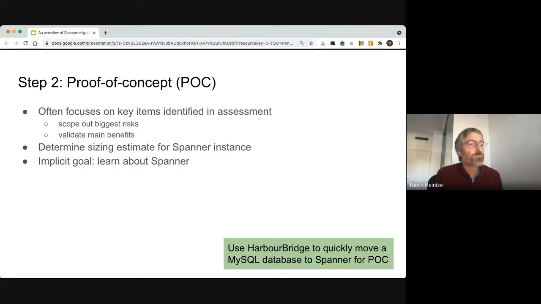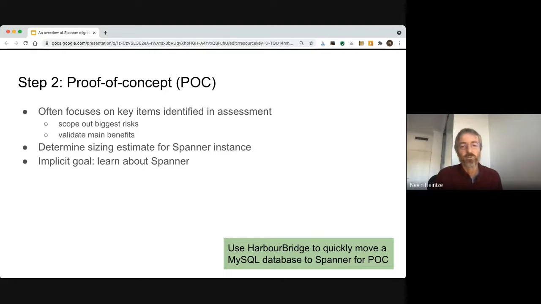Implicit in most POCs is learning about Spanner. So it's common for our users to get valuable Spanner experience during the POC and build their level of comfort and confidence that Spanner will work for them. A couple of high-level planning aspects of a POC that are worth mentioning.